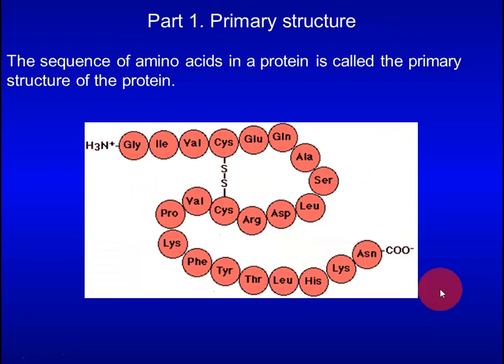Now, let's go to part 1, primary structure. Here is an example of primary structure. It is a sequence of amino acids of insulin A chain, a very important hormone we are going to encounter for the entire course. The question we ask here is how amino acids are joined together to form a polypeptide.